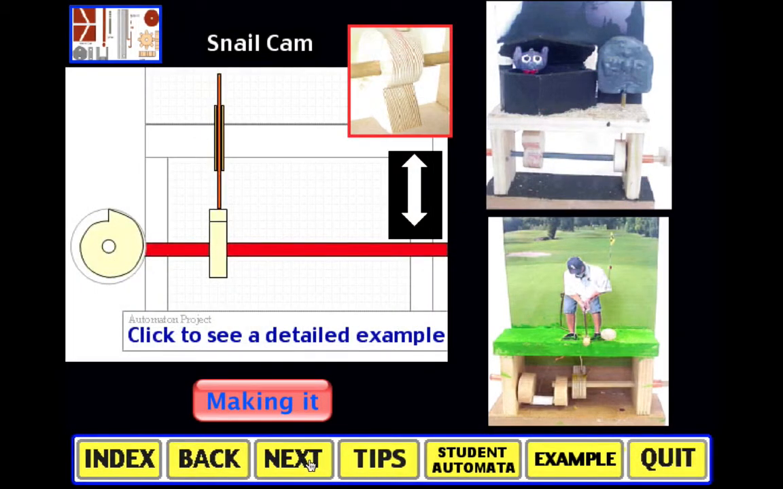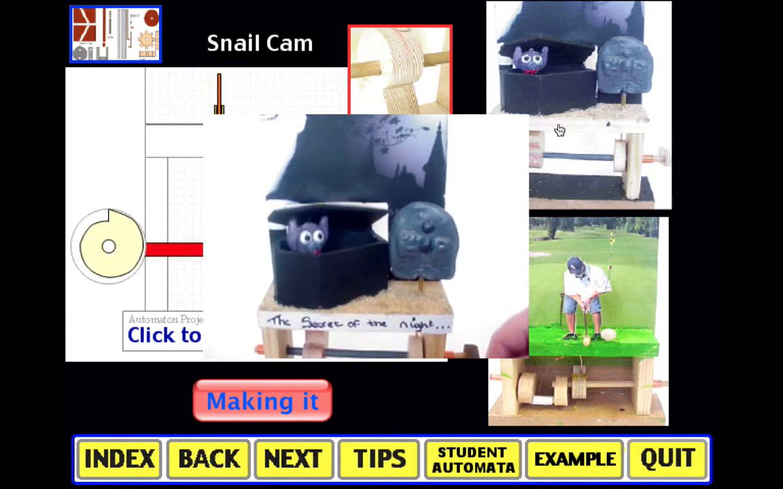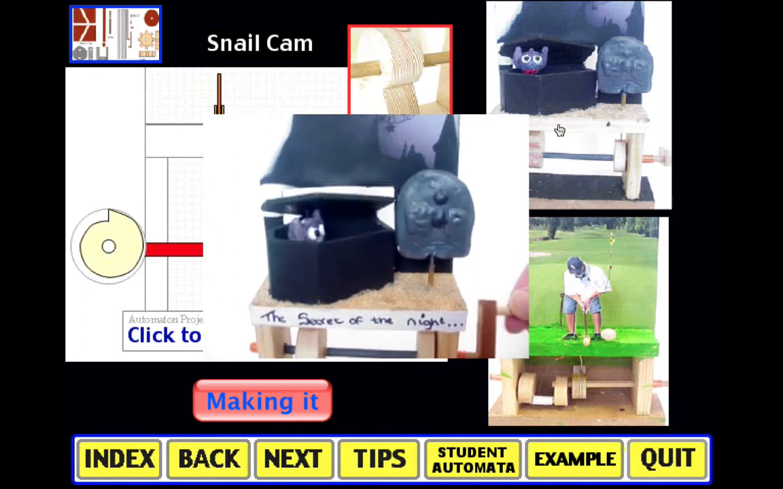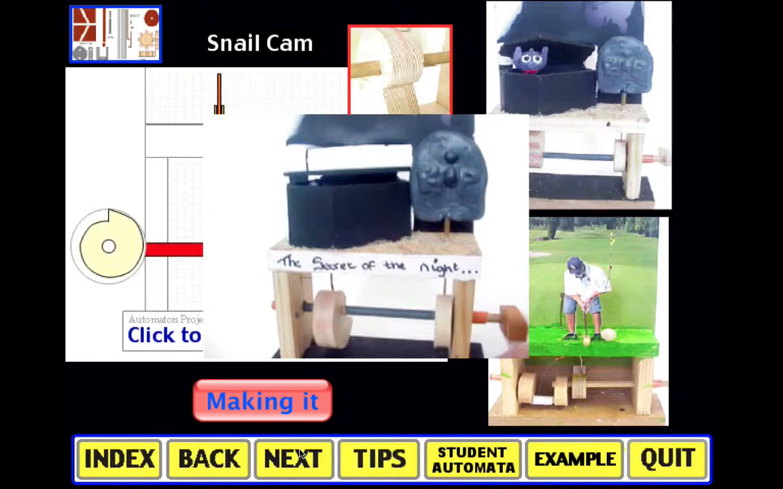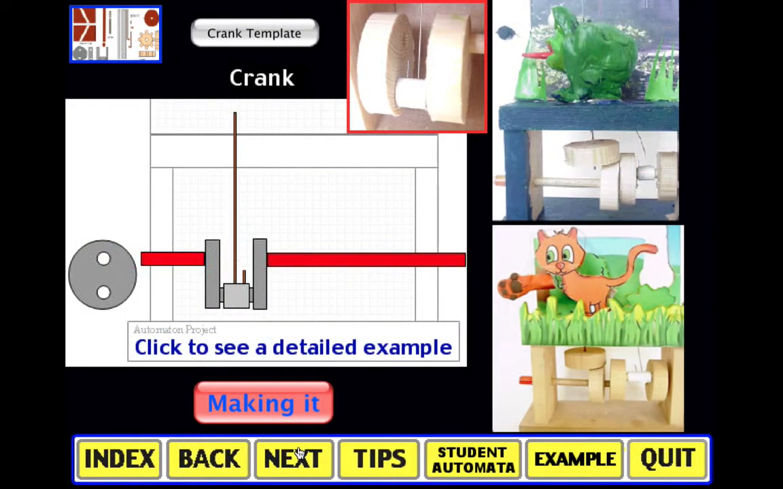Here we have the snail cam. Again, you can see automata where a snail cam is being used. The automata of the devil hopping at the top of a cockpit uses a snail cam to create that snap action. In this case, we're using a crank.